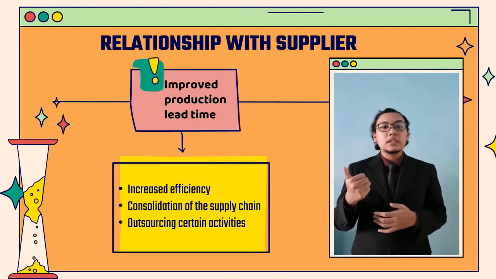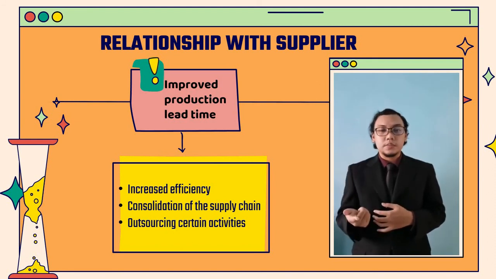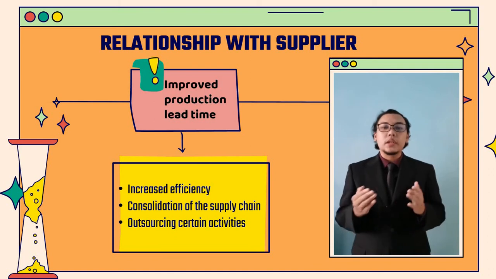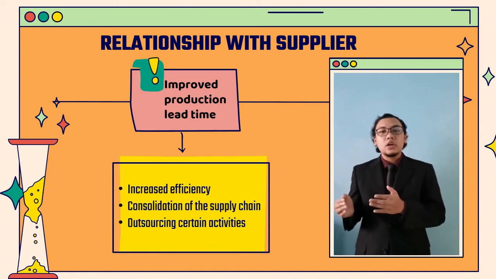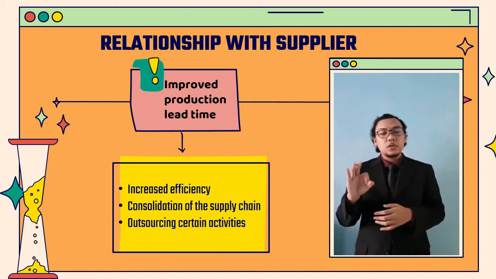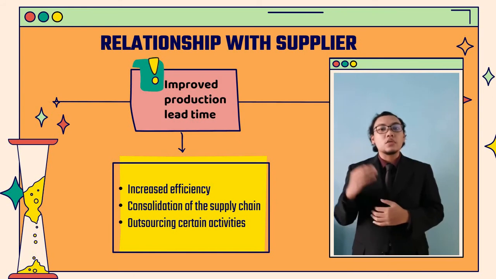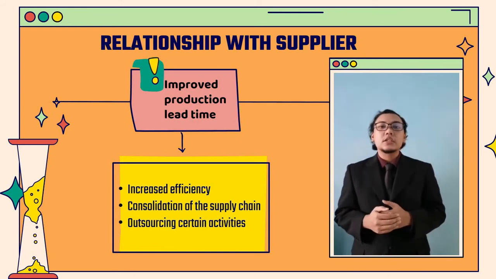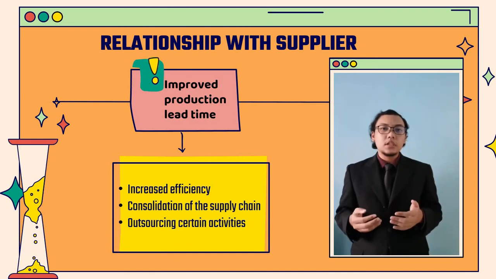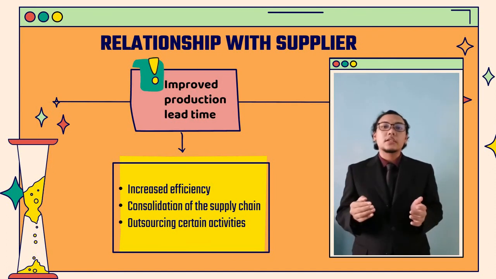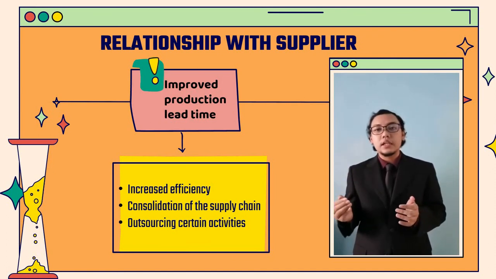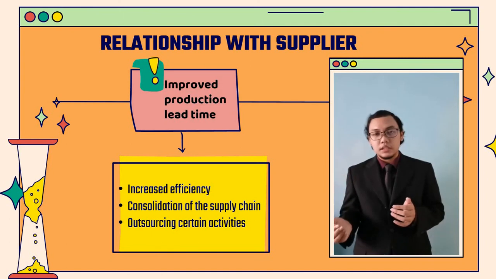The second way to improve production lead time is consolidation of the supply chain. As both supplier and buyer understand the inner workings of each other, both parties will be able to adapt their own working practices and operations to better accommodate the other, which can lead to further operational advantage. The third way to improve production lead time is by outsourcing certain activities. Since a relationship with a supplier creates a trusting partnership, this may result in many key activities being transferred to the supplier. This may include entrusting the supplier with the management of inventory and some element of customer service.